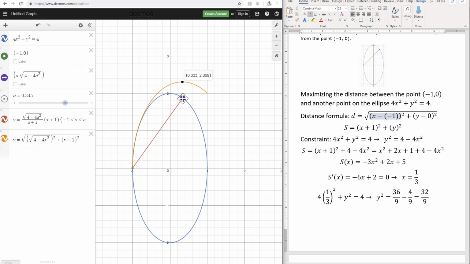So when our tracer over here is at 1/3, that's going to be our maximum value. All right, hope that helps.